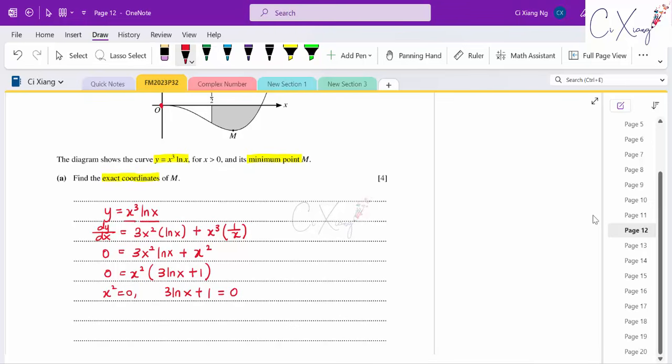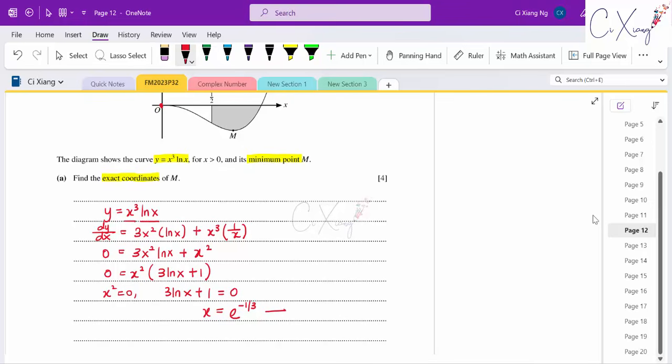For this part, if you try to solve it, the point that you get is this one. By right it should be this one, and it is not related to m. Our m should be somewhere at this place. So I'm going to solve 3 ln x plus 1 equals 0. I bring all the numbers to the other side. The ln, if I bring it over, will become e, because ln is log base e. So I'm having e power negative 1 over 3. This is the x coordinate for the m.